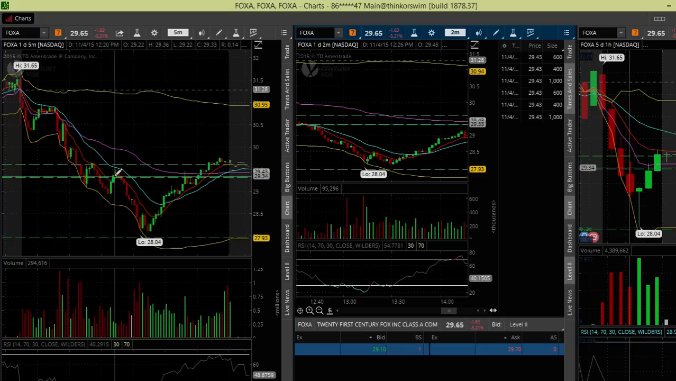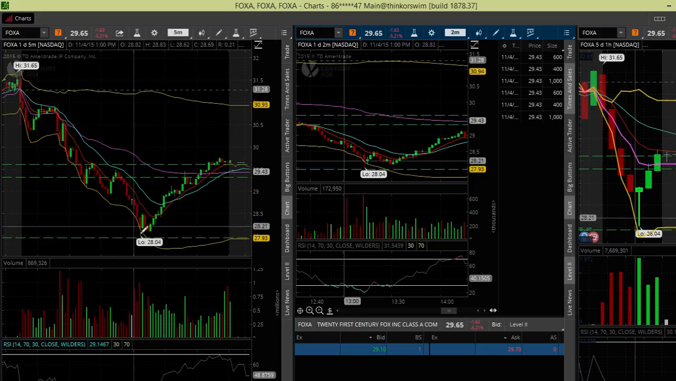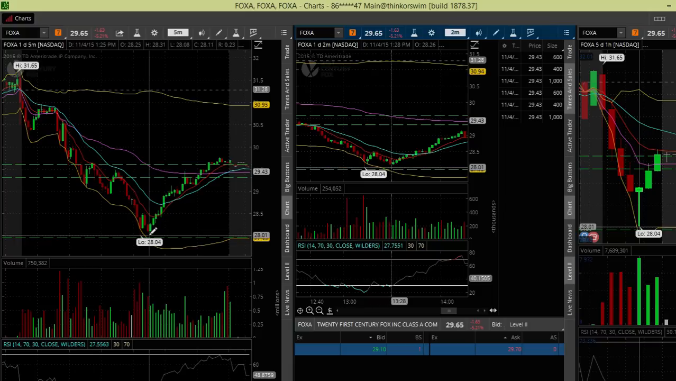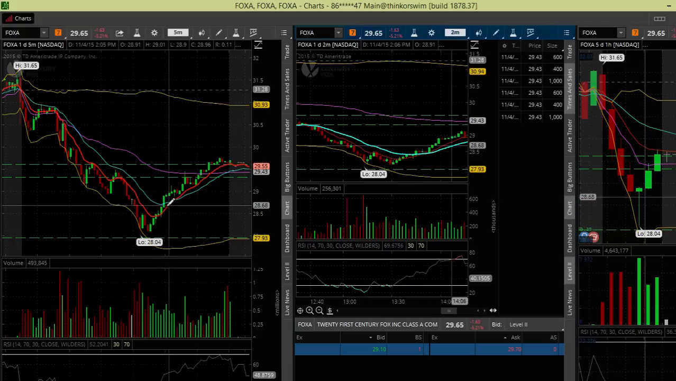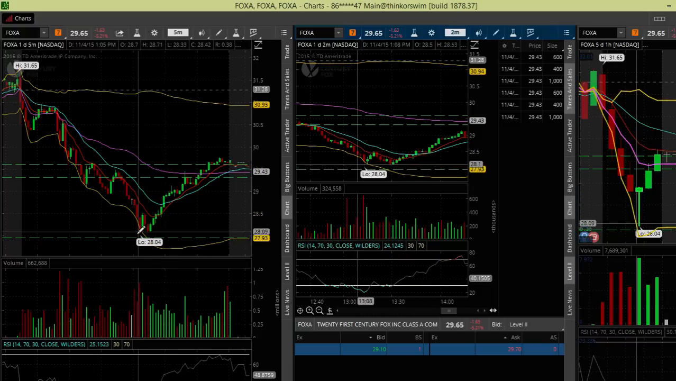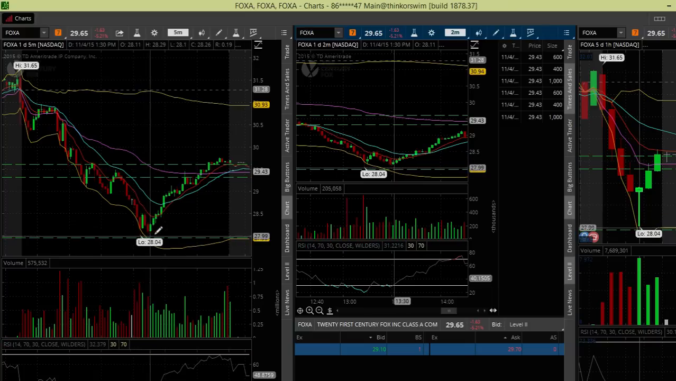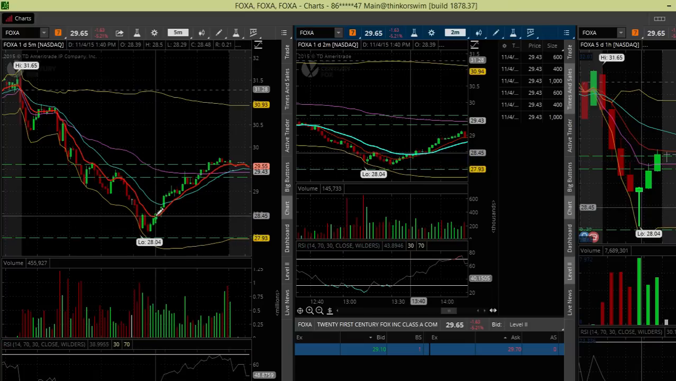Now this one surprisingly did get over the 9, but got stuffed right here at the 20 and came straight back. And this is why I won't take reversals unless it's bouncing off of an area of support. This is a surefire way to tell me that this thing is going to reverse. Now this didn't make it all the way down. It reversed before it got there.